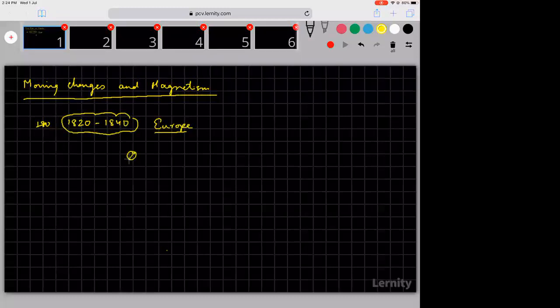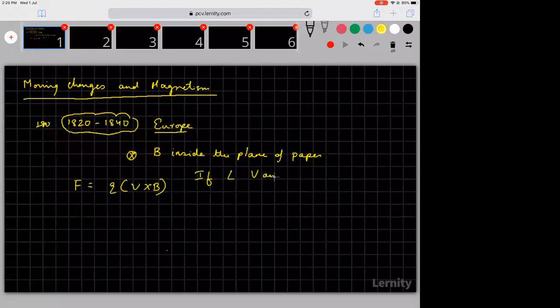And suppose you have a magnetic field inside the plane of paper. So there was a force F acting. F is equal to Q into V cross B. So what it means is that if the angle between velocity and the magnetic field B is 90 degrees, force is maximum, and that force is the cross product.